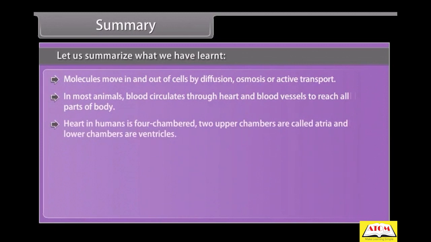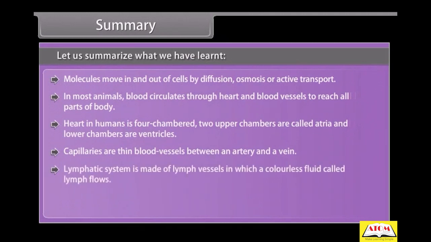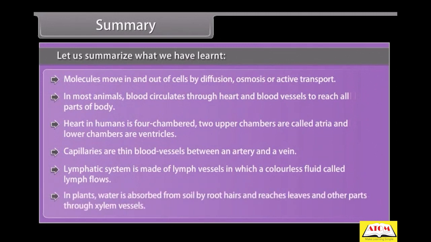Heart in humans is four-chambered. Two upper chambers are called atria and lower chambers are ventricles. Capillaries are thin blood vessels between an artery and a vein. Lymphatic system is made of lymph vessels in which a colorless fluid called lymph flows. In plants, water is absorbed from soil by root hairs and reaches leaves and other parts through xylem vessels.